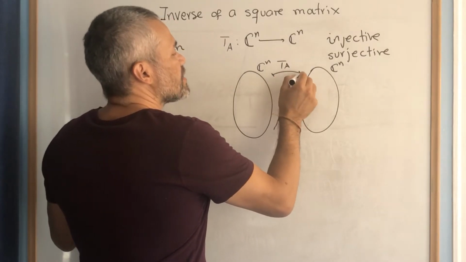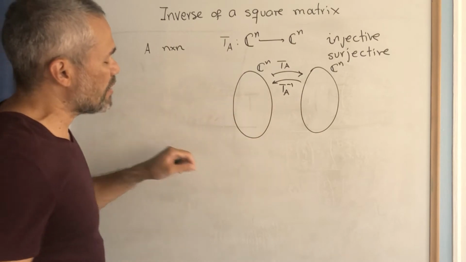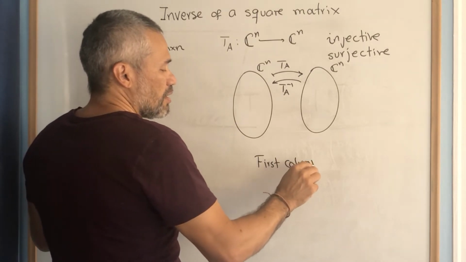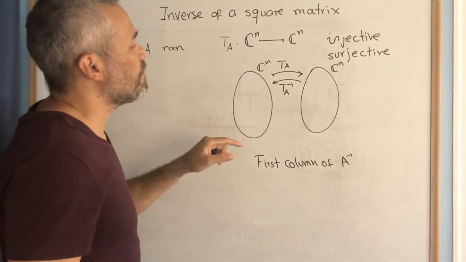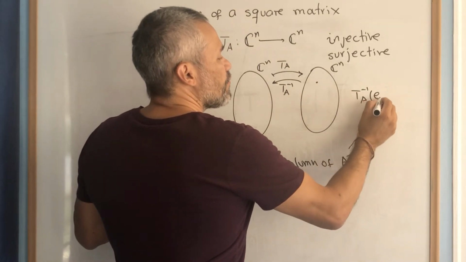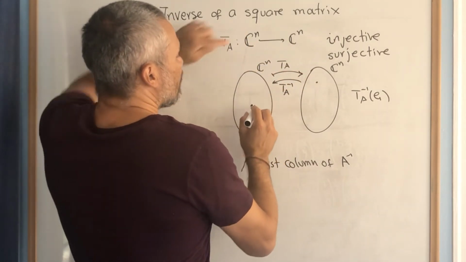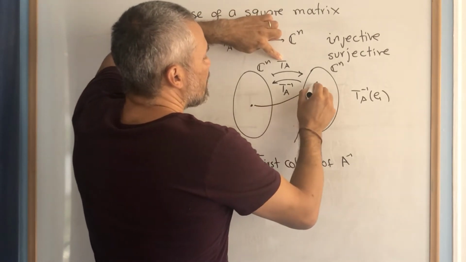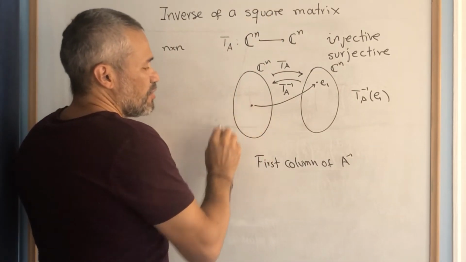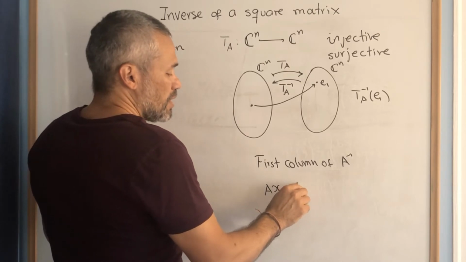Then the transformation T of A goes in this direction, and the inverse goes in this direction. But then if we want to compute the first column of A inverse, then we need to find out the output of T inverse of A of the vector E1. But that output is an input here such that the original transformation sends this input into E1. And then essentially to compute this vector, which is the first column of A inverse, we have to solve this system, AX equal to E1.